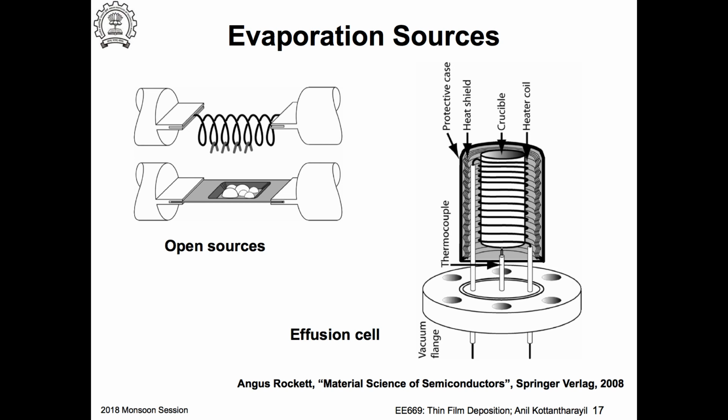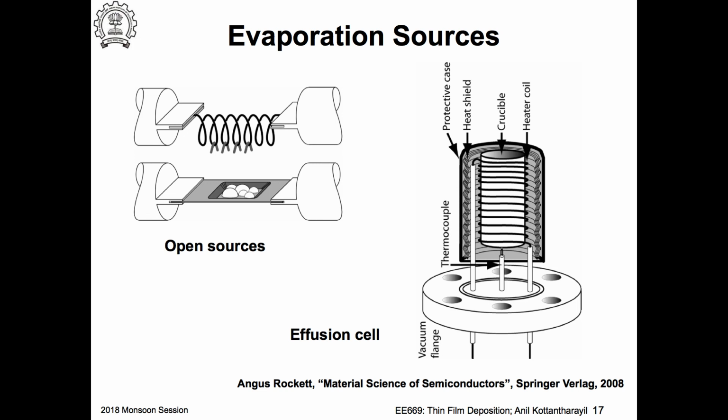This is more complicated. This is called an effusion cell, used typically in MBE systems. This is your crucible, in which you load pieces of material you want to deposit. Usually in MBE systems, this is a complete vacuum attachment. So if I want to change this, then I need to open the MBE system.